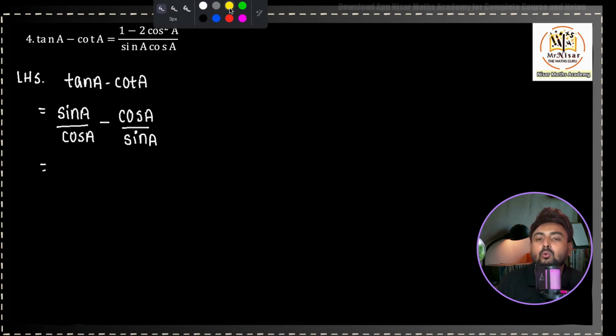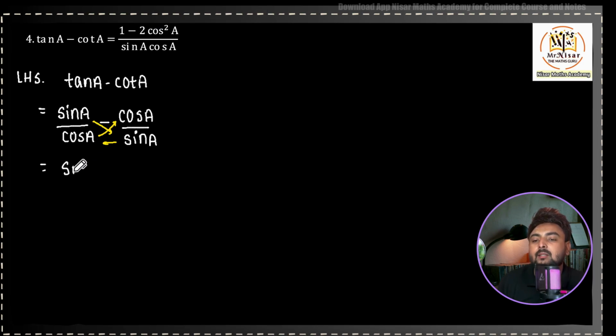See, for those who are slow learners, I'm always explaining in detail. This will be multiplied with this, and this will be multiplied with this. So it will be in this way. Sin a into sin a becomes sin square a, minus cos into cos becomes cos square a, upon cos a into sin a, upon cos a into sin a.